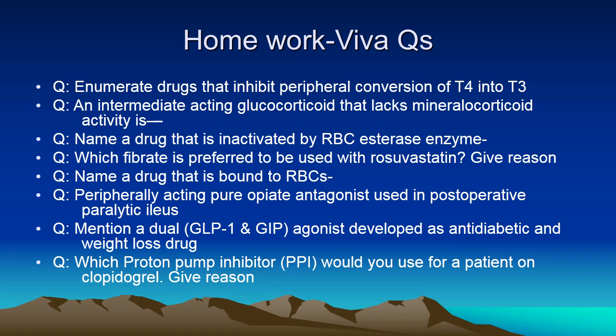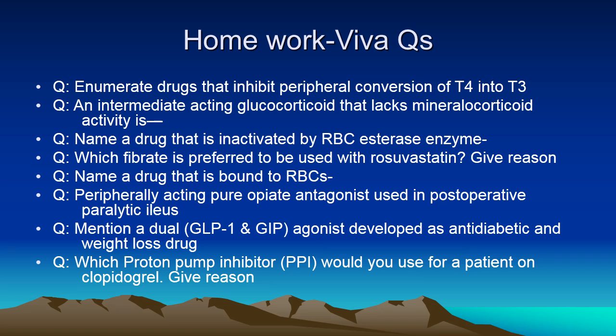Now there is a little homework for you and it will help you in cracking viva also. Enumerate drugs that inhibit peripheral conversion of T4 into T3. An intermediate acting glucocorticoid that lacks mineralocorticoid activity. Prednisolone has both, but you have to identify another one. Name a drug that is inactivated by red cell esterase enzyme. Which fibrate is preferred to be used with rosuvastatin? Why is it so? Name a drug that is bound to red blood cells.